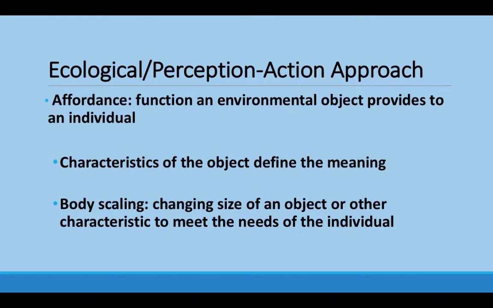In addition to the dynamical systems approach, the ecological or perception action approach takes into account the affordances of the environment. So an affordance is defined as the function an environmental object provides to an individual. And the characteristics of the objects that we perceive in our environment define the meaning. Based on these affordances, we're able to create a body scale, changing the size of an object or other characteristics in order to meet the needs of the individual.